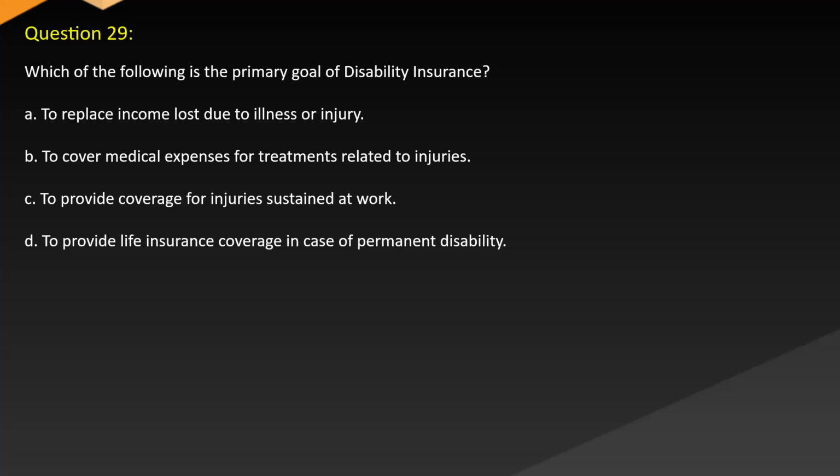Question 29. Which of the following is the primary goal of disability insurance? A. To replace income lost due to illness or injury. B. To cover medical expenses for treatments related to injuries. C. To provide coverage for injuries sustained at work. D. To provide life insurance coverage in case of permanent disability.